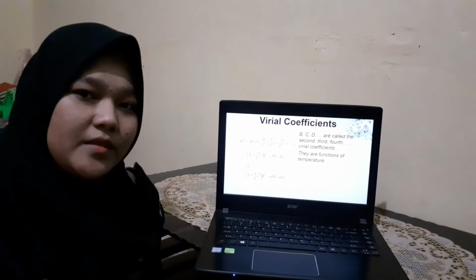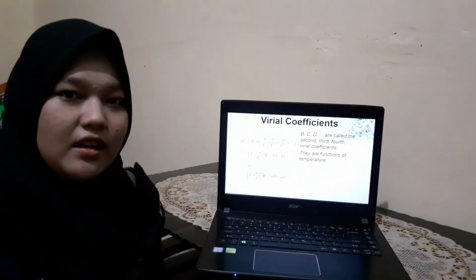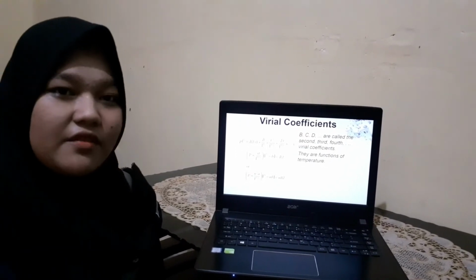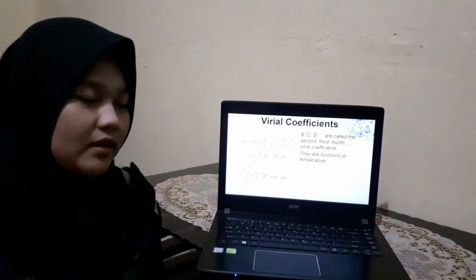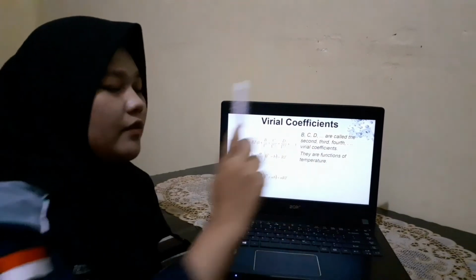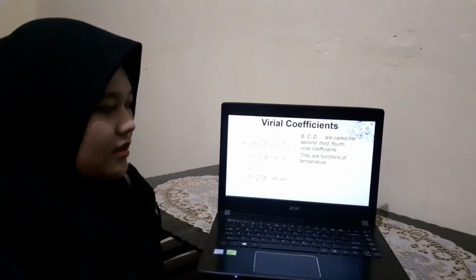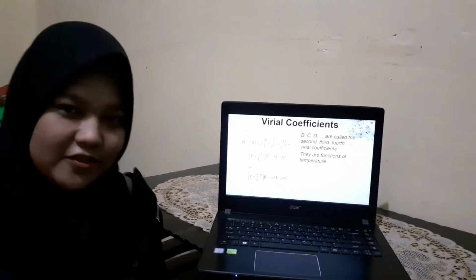So it means the Virial coefficient is a correlation for the deviation from the perfect behavior. That's why this is the Virial equation, the Virial coefficient. So this is not for ideal gas but for real gas. So that's it.